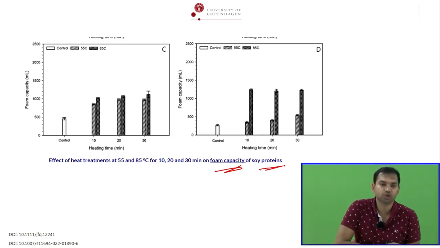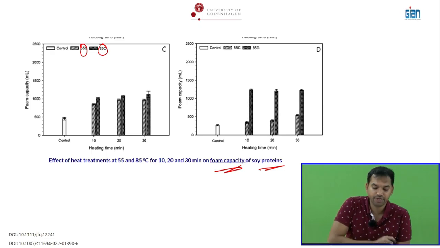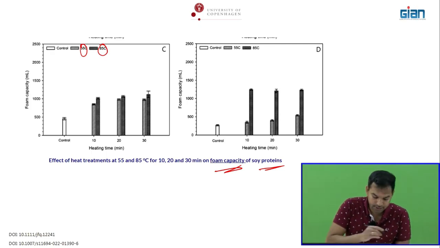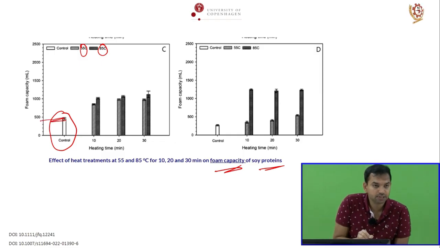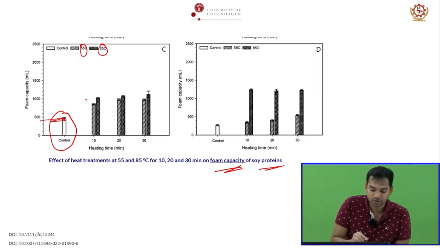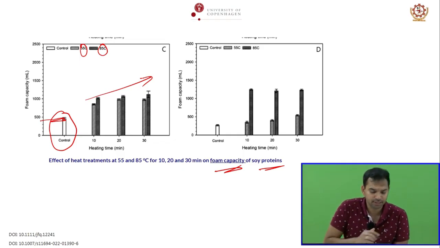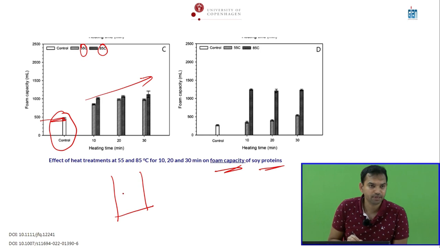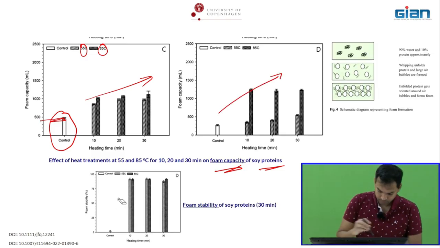They tried to heat soy proteins, and you can see that at 55 degrees Celsius and 85 degrees Celsius, they heated the soy proteins. This is control, means no heat treatment. The foaming capacity was this much. And when they heated the soy protein, the foaming capacity increased. You remember foaming capacity? Remember that glass jar experiment, the foam formation? Foaming capacity is how far it will go in this direction, right?